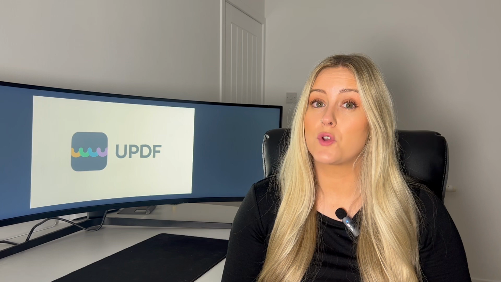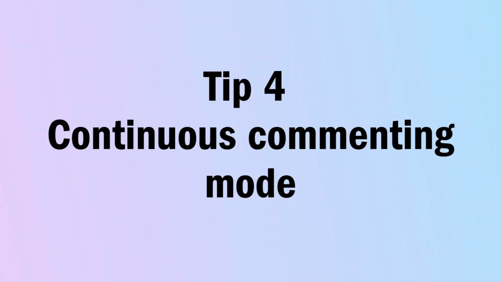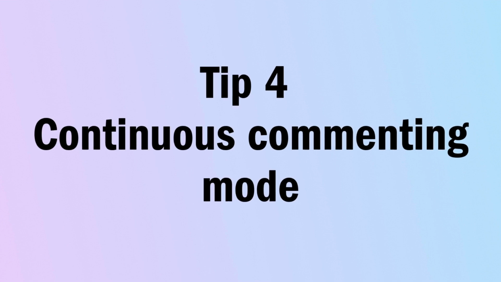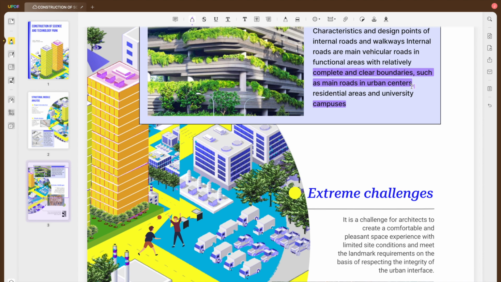If you're adding lots of comments, here's a good hack to use. Double-click one of the comment icons, for example the highlight icon, and this will lock it in place. This means that you can keep adding comments without going back to the toolbar to select the icon again. This is an absolute time saver if you're reviewing a long document.